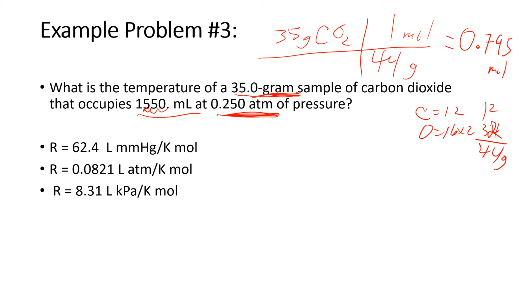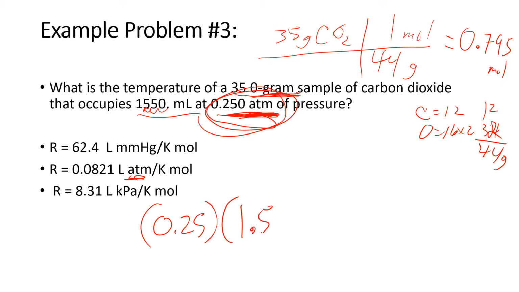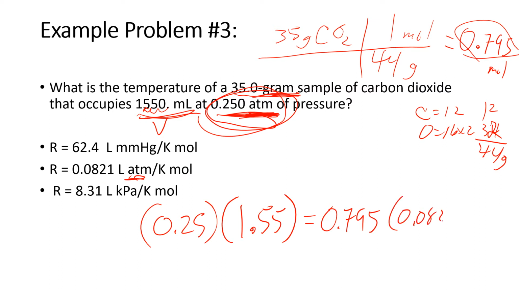So which R do we want to use for this problem? We're looking at our pressure, which is right here. So atmosphere one, we want to use as R. So pressure 0.25, volume 1.55, because we converted that, that's our volume, equals N, which we figured out, 0.795. Our R, we just figured out, is 0.0821. And the T is what we're looking for. So T is the unknown.